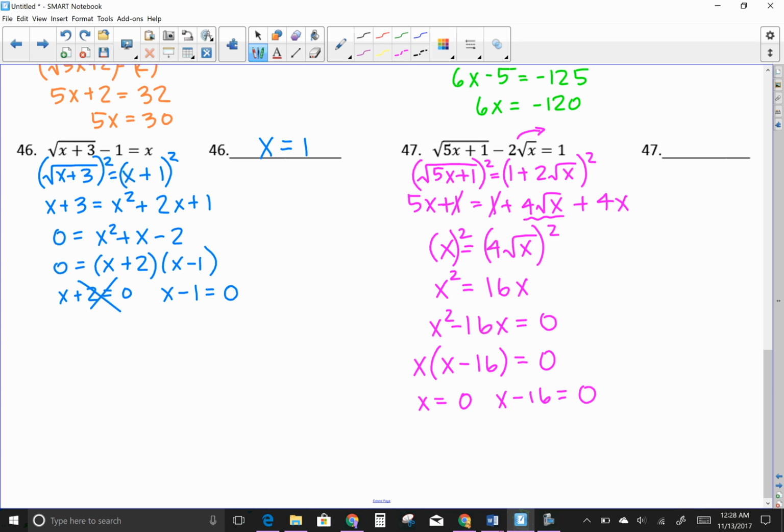So if I put in 0 up here, that goes away. So the square root of 1 minus 2, no, that's 0. The square root of 1 minus 0, does that equal 1? Well, it does. So x equals 0. Now let's put in 16. 16 times 5 is 80 plus 1. So the square root of 81 is 9. And 9 minus the square root of 16 is 4. 2 times 4 is 8. 9 minus 8 equals 1. So this time we had 2 answers.